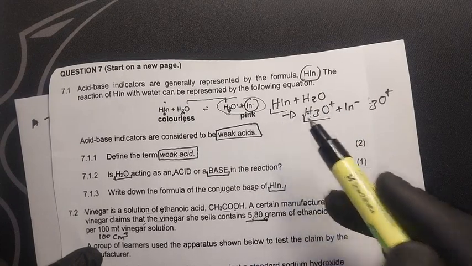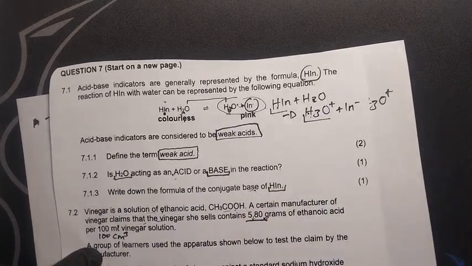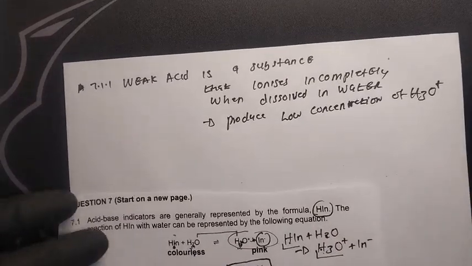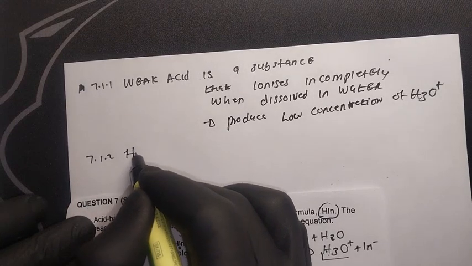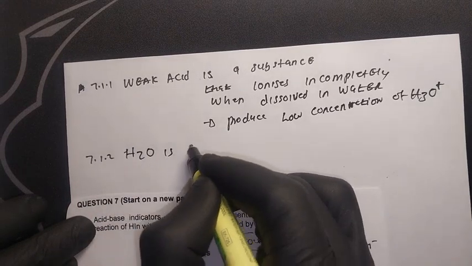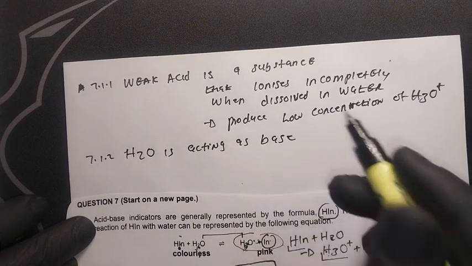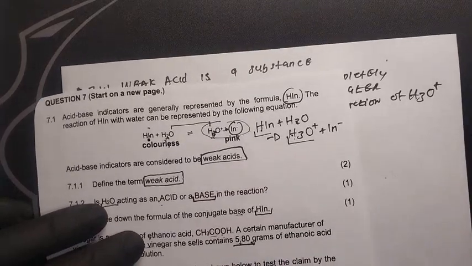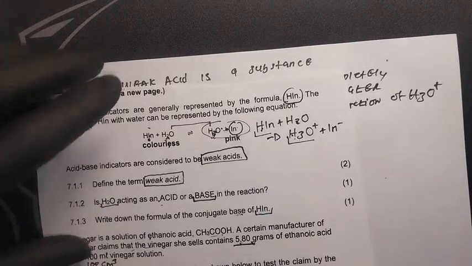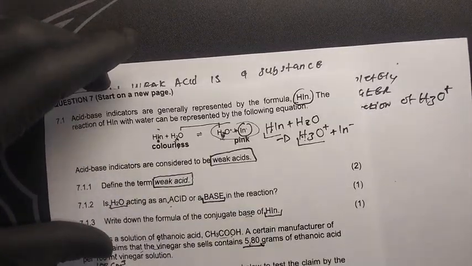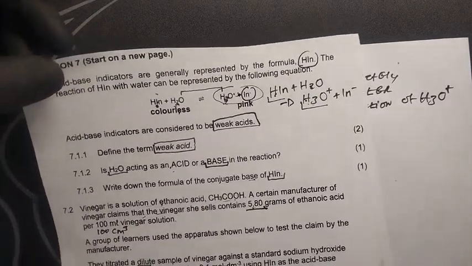So when they ask whether H2O is acting as an acid or a base, in this case, 7.1.2, H2O is acting as a base. Why is it acting as a base? It's because it has accepted a hydrogen ion from this HLn acid. I hope you can understand. That's why it was only a 1 mark question. I hope it's clear.